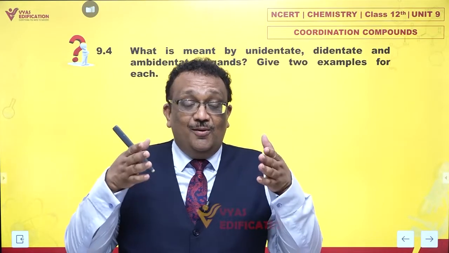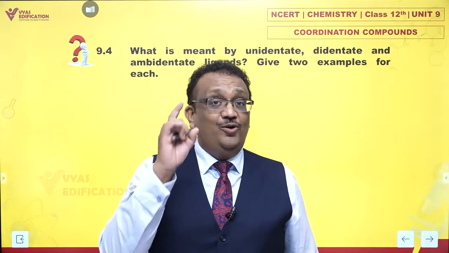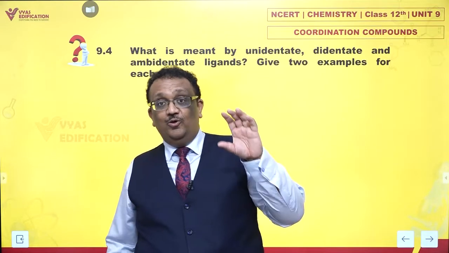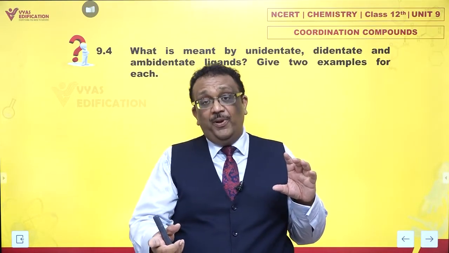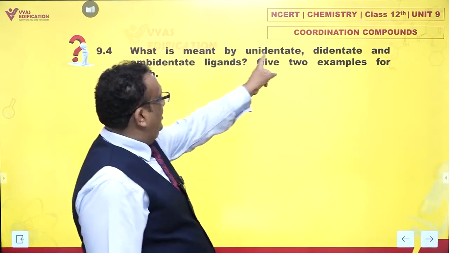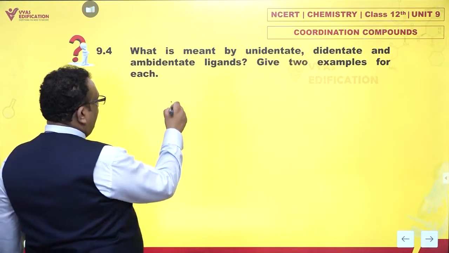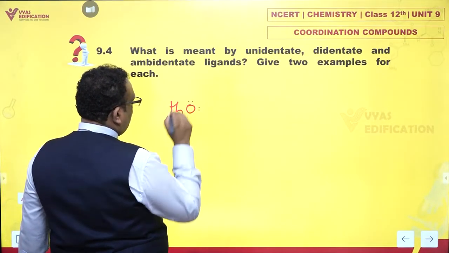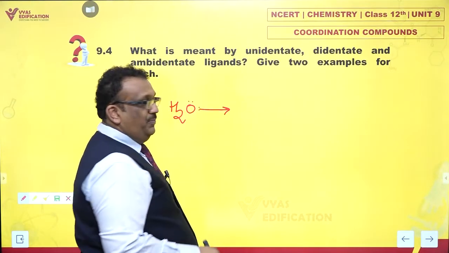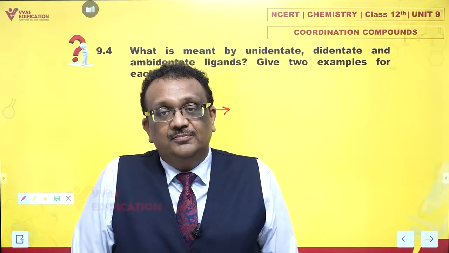Denticity means the number of lone pairs donated by a given ligand to a single metal atom. Mark my words, if one ligand donates one lone pair to one metal atom, that would be a unidentate ligand. For example, H2O is an example of a unidentate ligand. Why? Because it donates only one lone pair. It does not donate more than that, and that too only to a single metal atom.